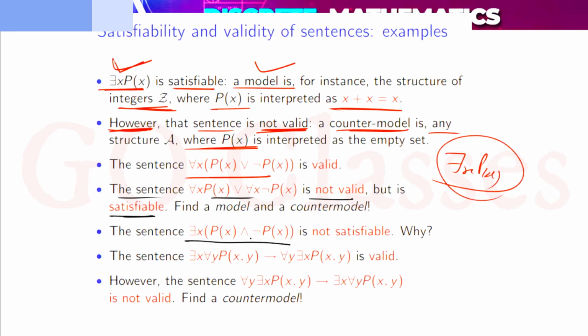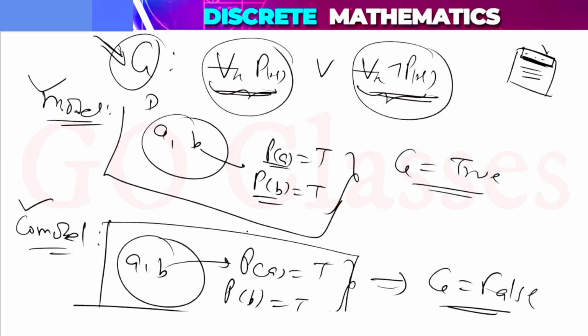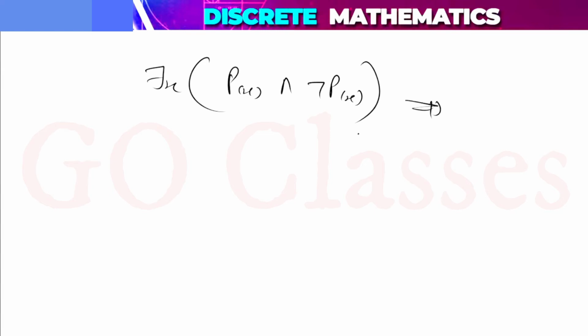Now similarly you can find this. This is the next example. Tell me about this: there exists x, Px and negation Px. Is this satisfiable, valid, all these things?